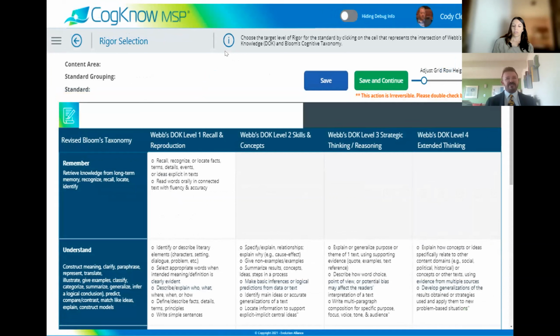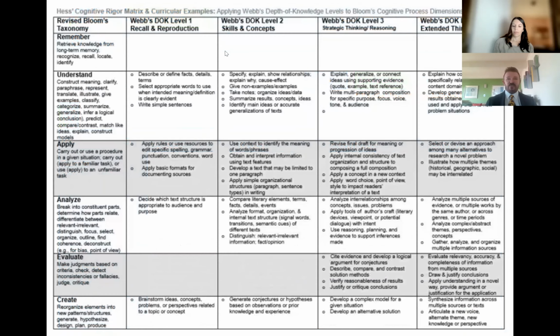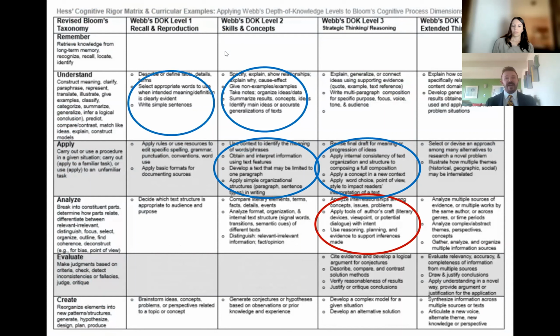The next and most important and significant part of Cogno stage 2 is the back mapping of rigor. So in stage 1, they had to identify the target level of rigor of the standard. But from an instructional standpoint with rigor, we want to say, okay, you chose this as the target. So here's DOK3, Bloom level 4. How are you going to back map this along the way so that we're not skipping steps for students as they are digesting this information?